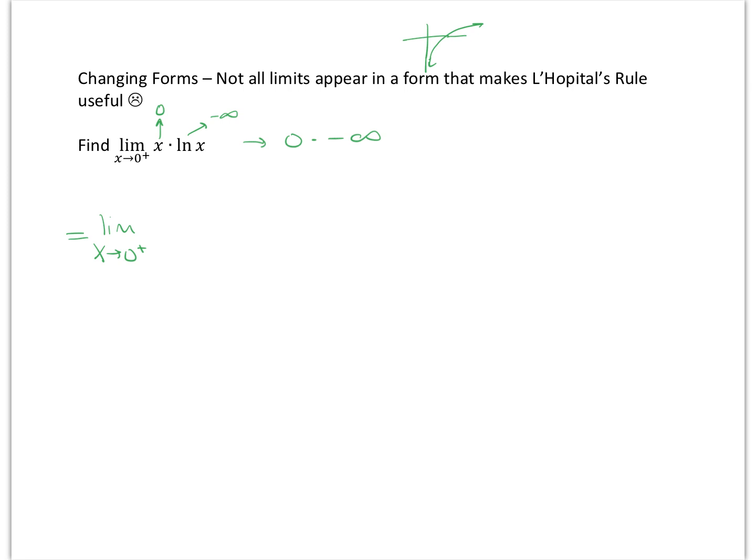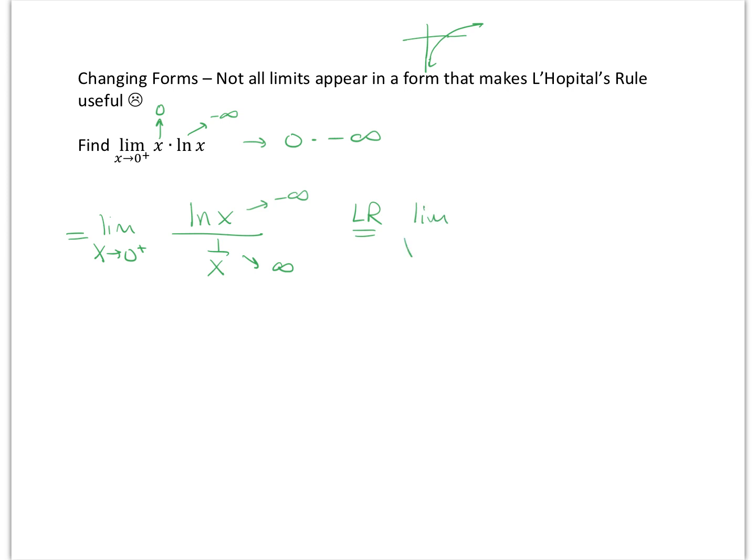x times ln x as the ln of x divided by, instead of multiplying by x, I can divide by its reciprocal. So we very frequently do this in the reverse, right? Instead of dividing by a fraction, we multiply by the reciprocal, but I'm reversing it. So instead of multiplying by x, I'm going to divide by its reciprocal 1 over x. And now when I try to plug 0 in, as x goes to 0, ln of x goes to negative infinity, and 1 over x goes to infinity. So now I have written this in a way so that it looks like infinity over infinity, an indeterminate form where you are allowed to apply L'Hopital's rule.